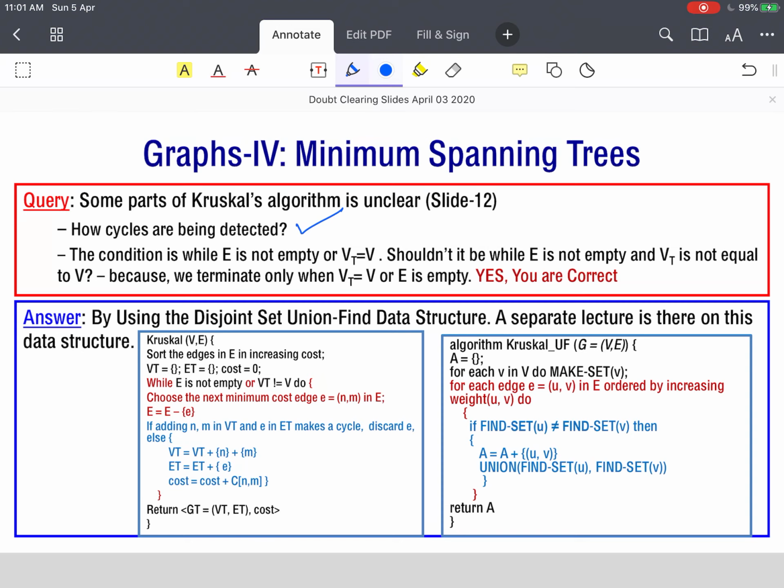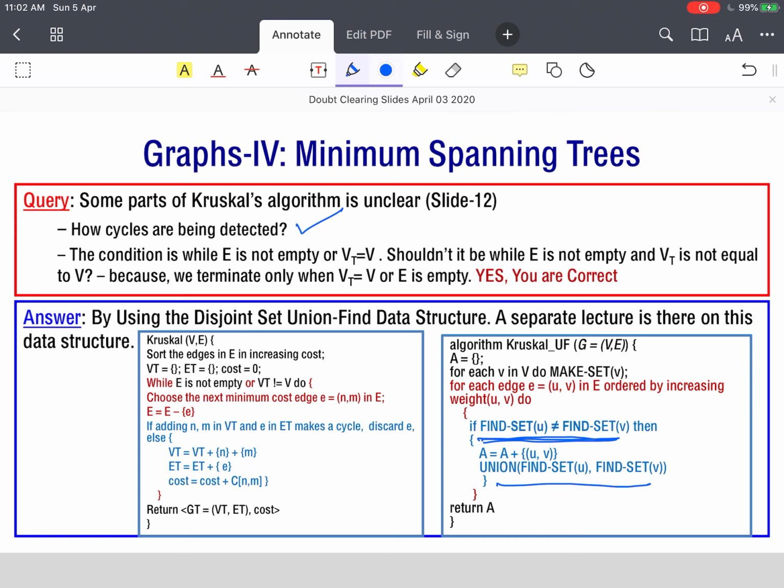Some parts of Kruskal, how are cycles detected? I think there was the set union find algorithm which was discussed about how cycles are detected, and that set union find algorithm proceeded as by this. If find set u is not equal to find set v, and I think Dr. Hazra has given you a detailed exposition of that using the union find data structure.